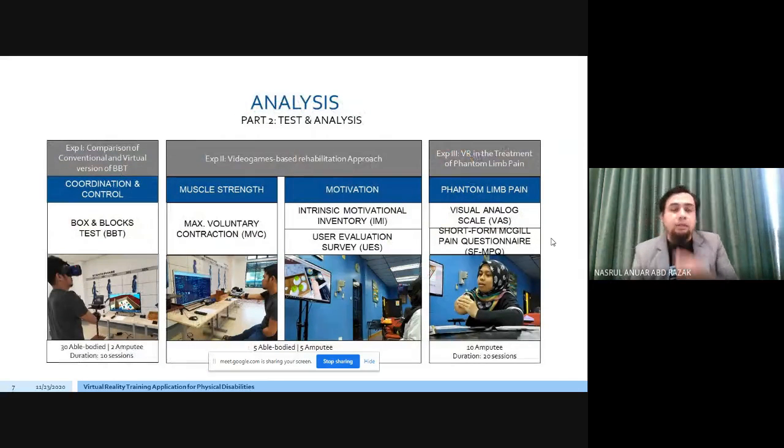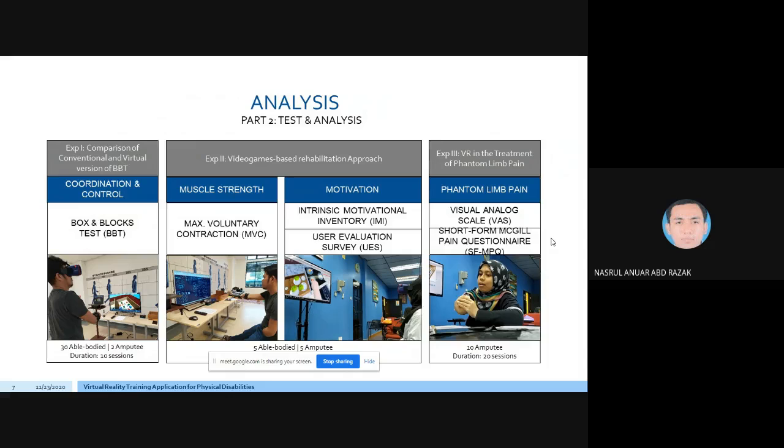Once we completed the devices, we conducted some analysis as well. We compared the conventional way and the virtual way of using the box and block tests. We would like to know which technique brings a higher score for the prosthetic user. At the same time, we also check muscle strength using EMG and maximum voluntary contraction, MVC. We check their muscle condition after they use this application for some days and some weeks, for example checking them daily for improvement of their muscles. And the last one is that we are checking the phantom limb. We are using a visual analog scale to check whether they feel pain at a certain position while using prosthetic and orthotic devices.